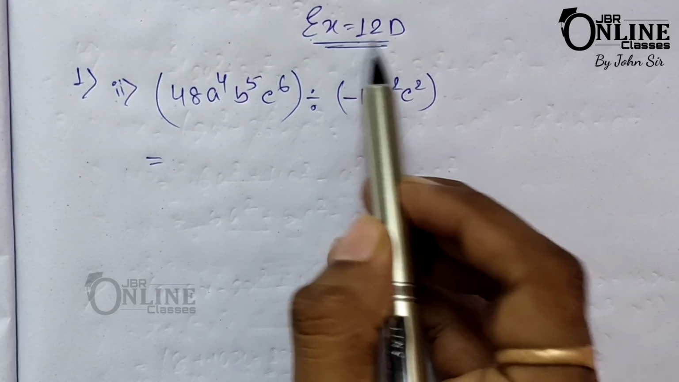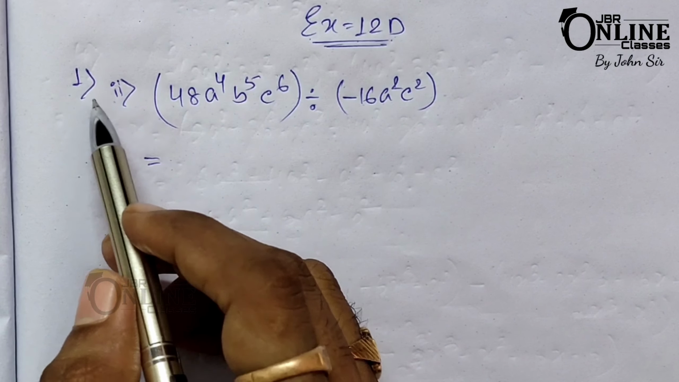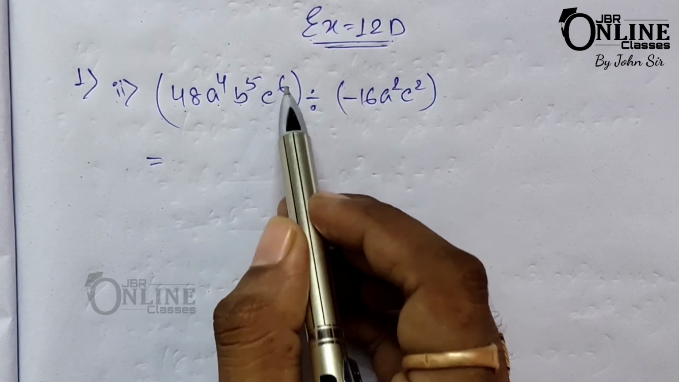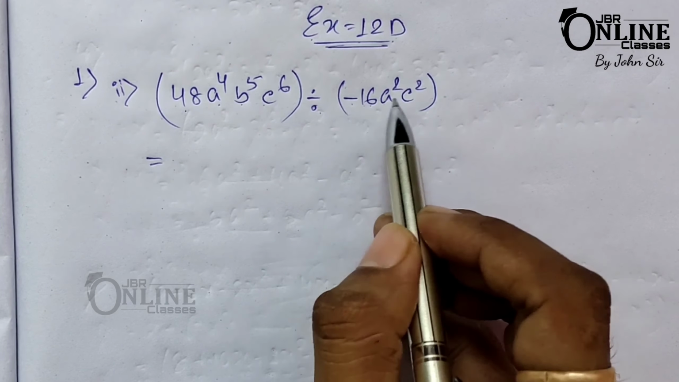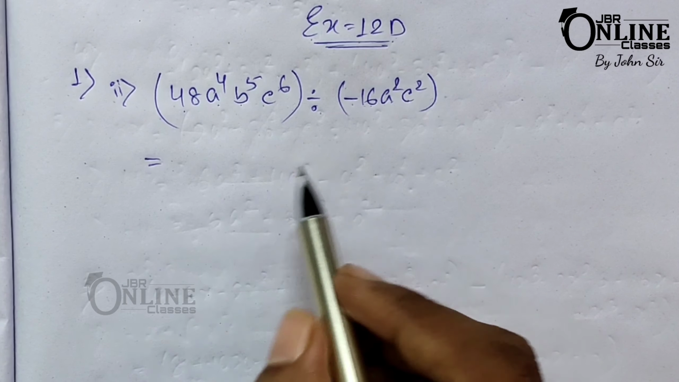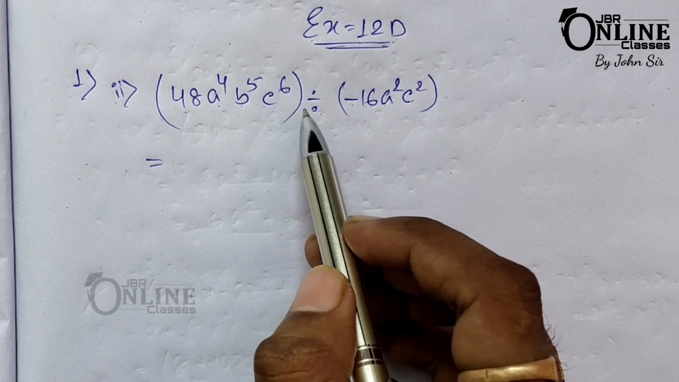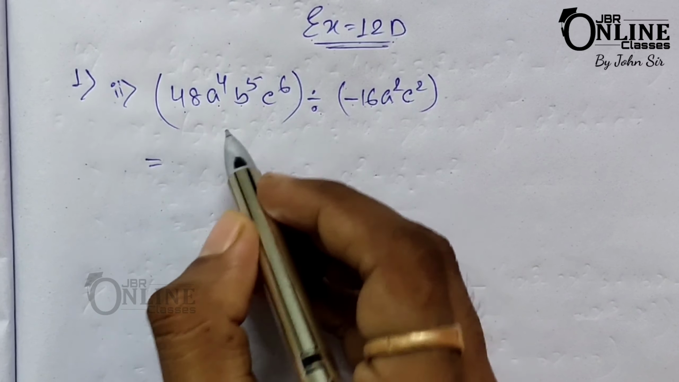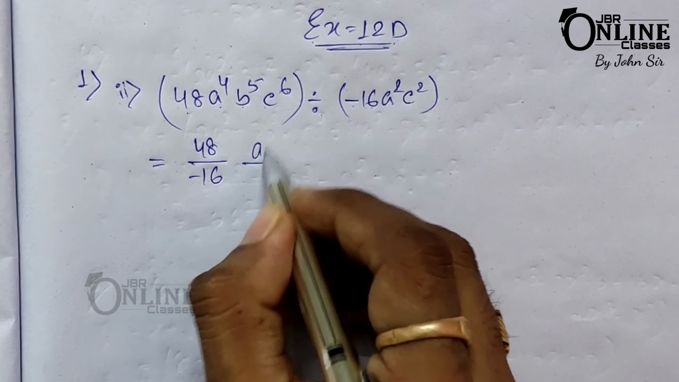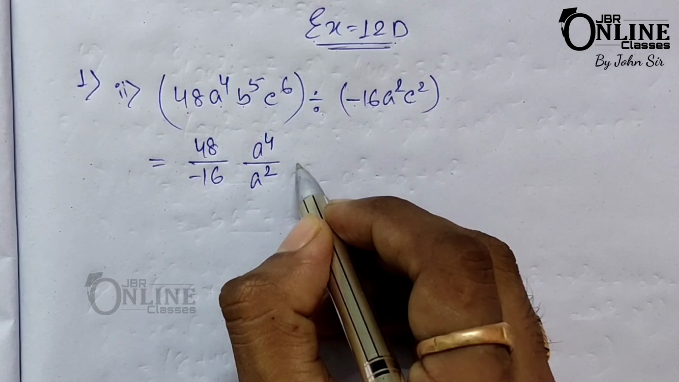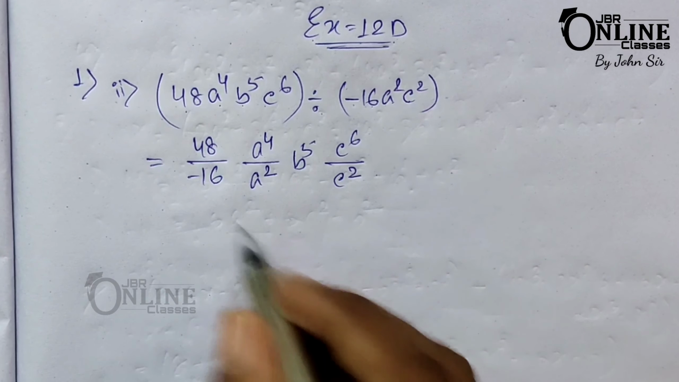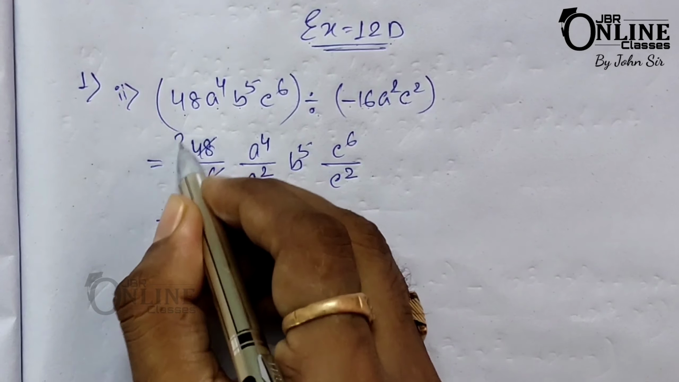So here exercise 12D, and sum number 1, you have to divide 48 a to the power 4 b to the power 5 c to the power 6 by minus 16 a square c square. Now in multiplication the powers are added, but in division the powers are subtracted for the like terms. So here first 48 by minus 16, and then a4 by a square, then b5 only, and c6 by c square. So that is 3.